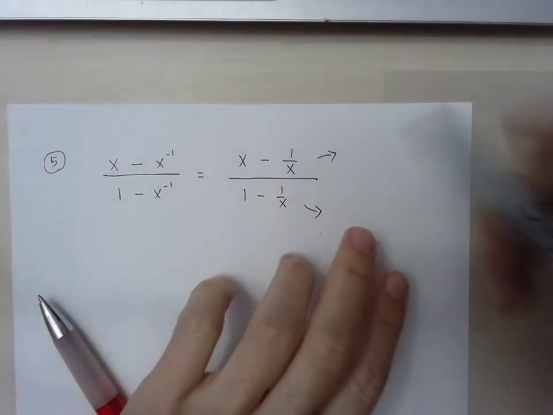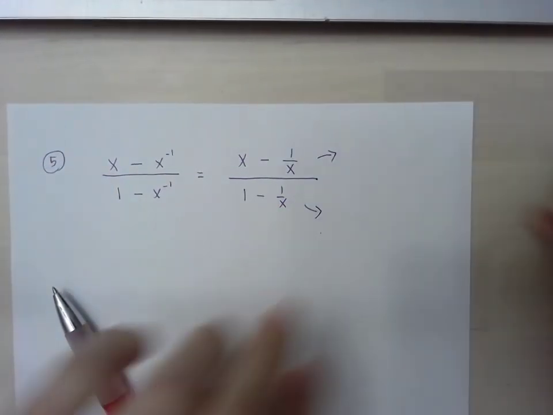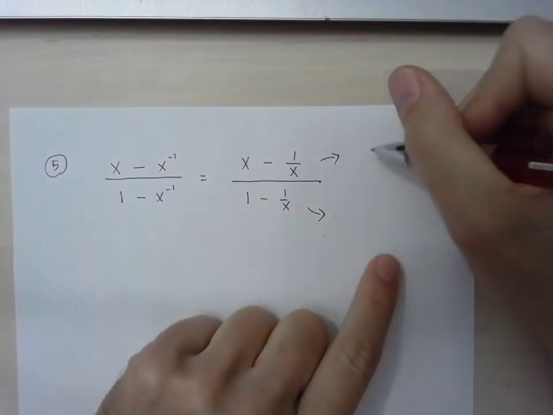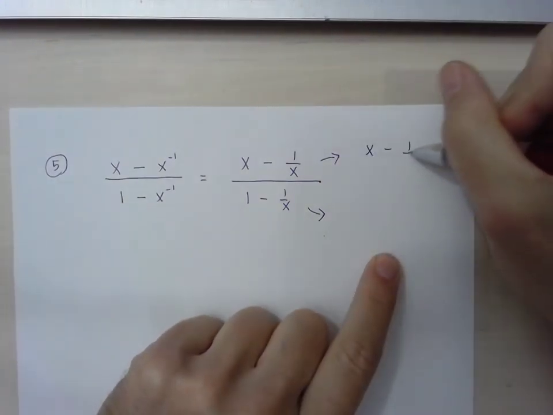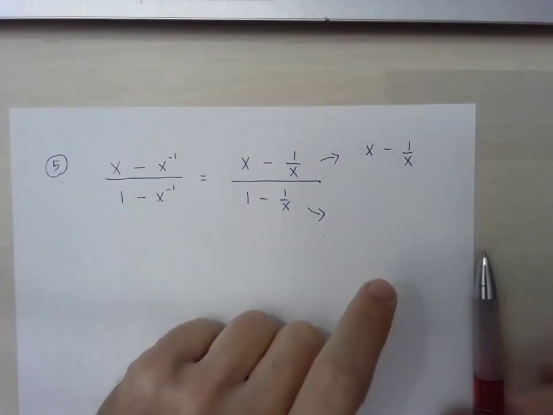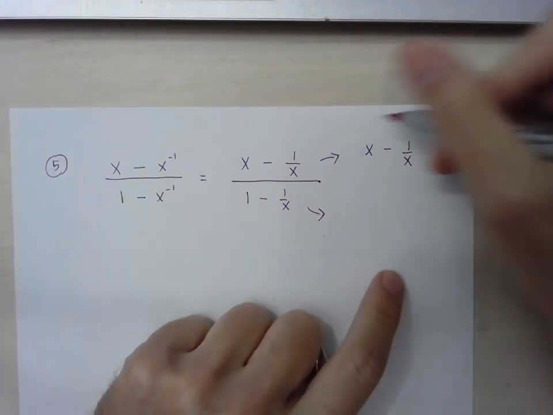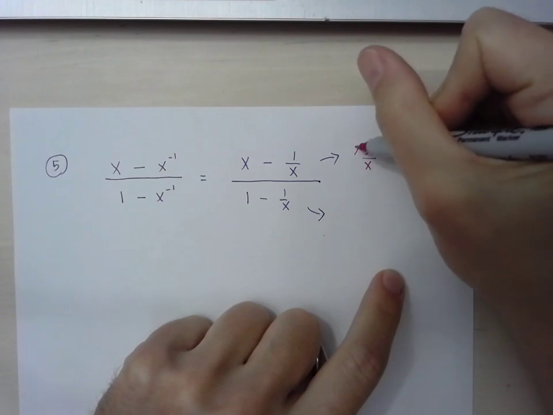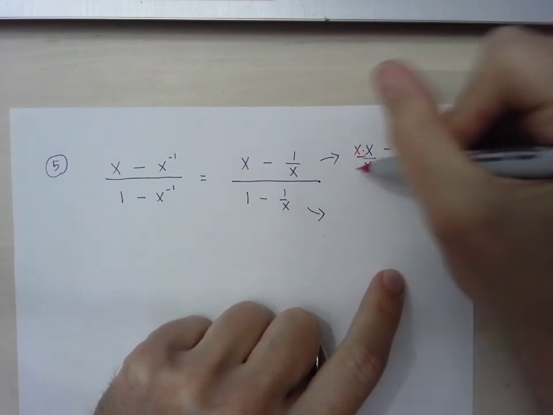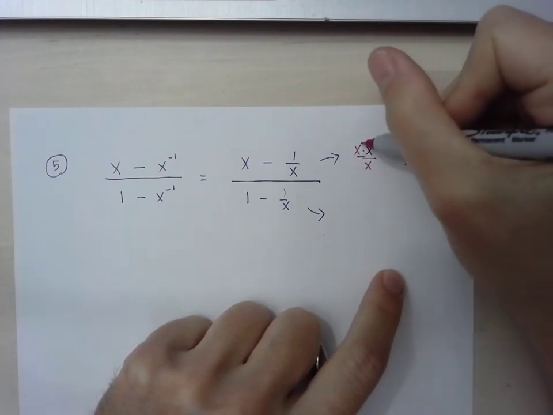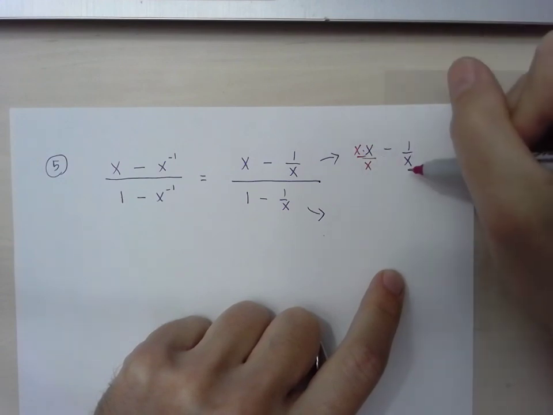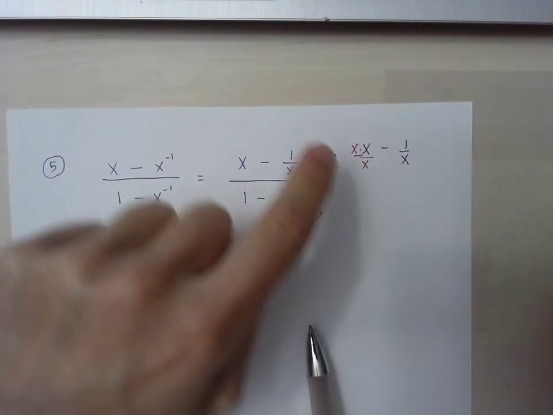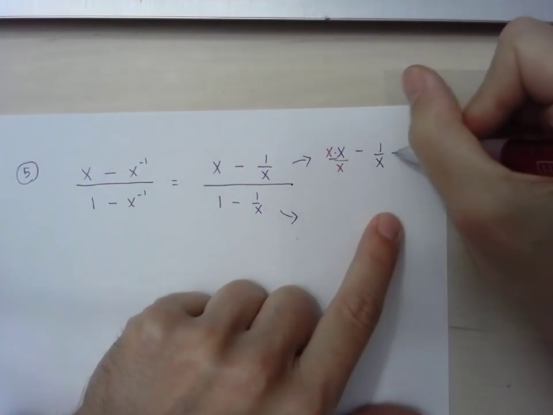So this is going to be, if I do x minus 1 over x, of course x doesn't have a denominator here, so I would have to steal an x from this denominator to make that work. And that's going to be x times x over x minus 1 over x, which is going to be x squared minus 1 over x.